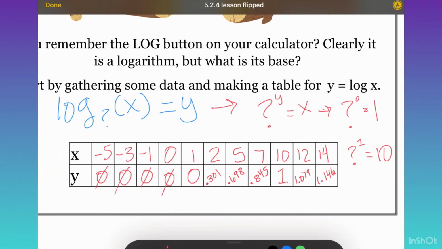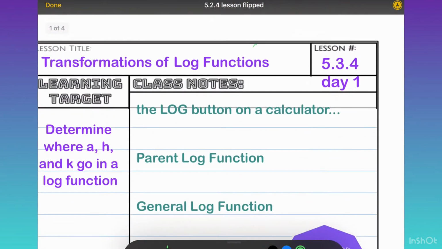And we know that anything to an exponent of 1 is going to end up equaling itself. So that in turn tells us 10 to the first power is 10, which means that the base of this log button has to be 10. So let's go ahead and record that into our notes. So the log button on a calculator has an automatic base of 10.